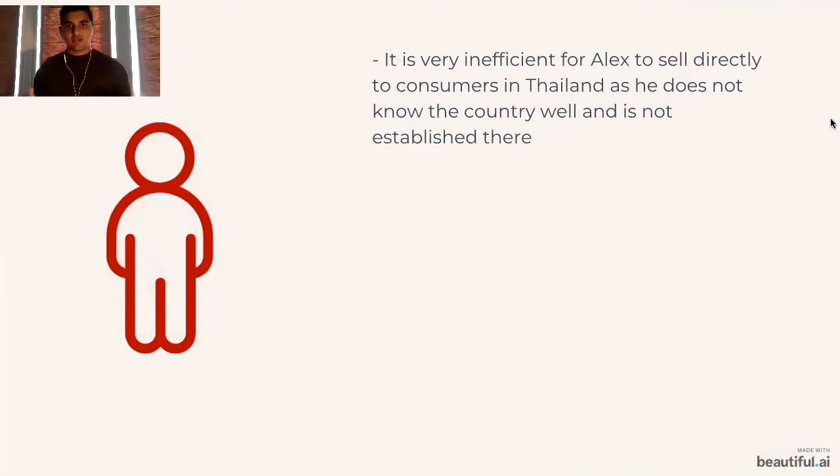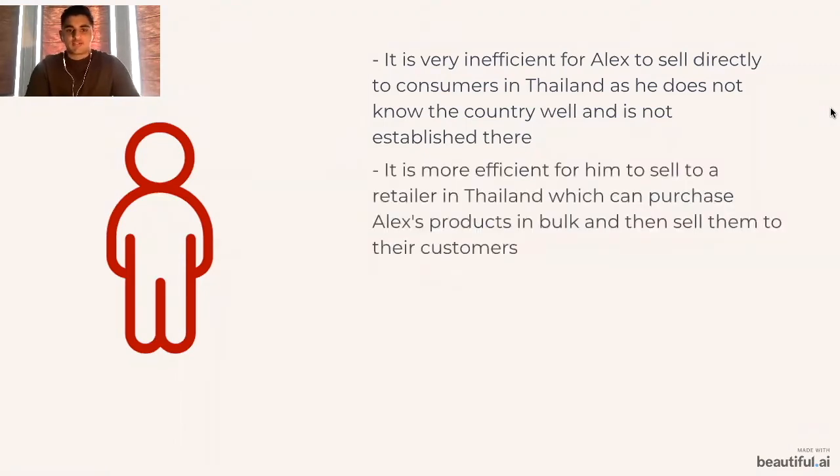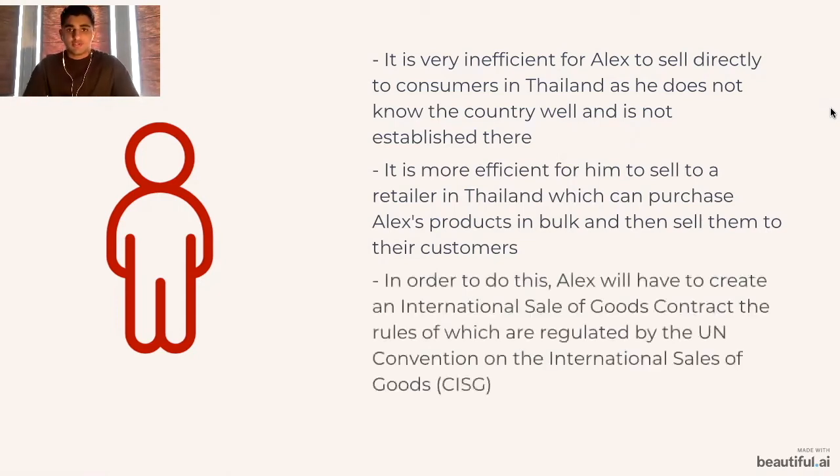So let's set the scenario. It's very, very inefficient for Alex to sell directly to consumers in Thailand. He doesn't know the country well, he's not established, he doesn't have a clue about the local language, the population doesn't know anything. It's much more efficient for him to sell to a retailer in Thailand, who can purchase his products in bulk and then sell them to customers, because they're much more acclimatized to the local conditions, they know the language, they know the people. And so in order to do this, he'll have to create an international sale of goods contract.